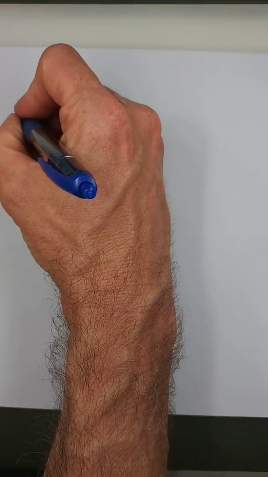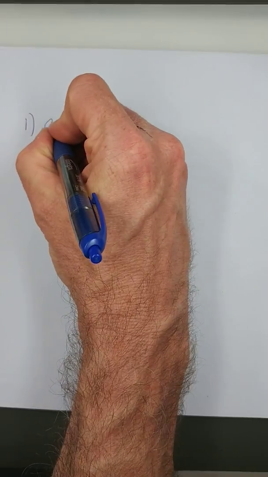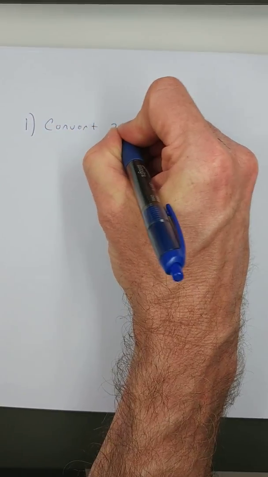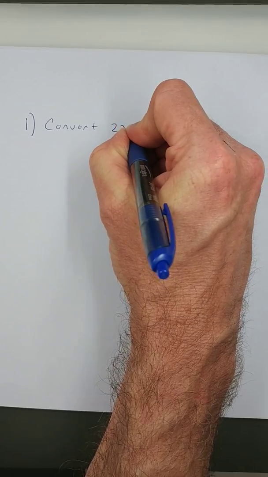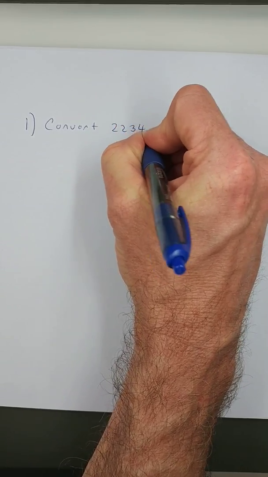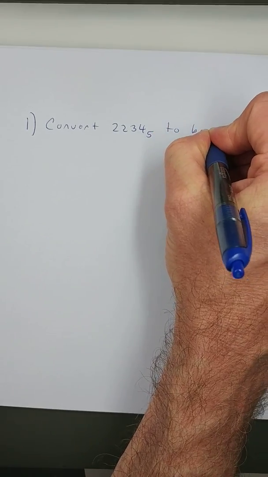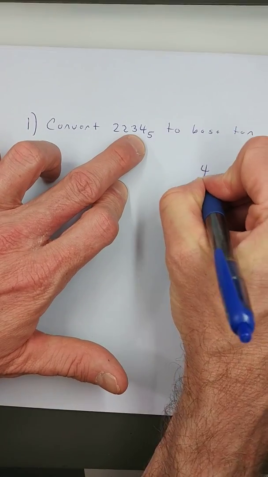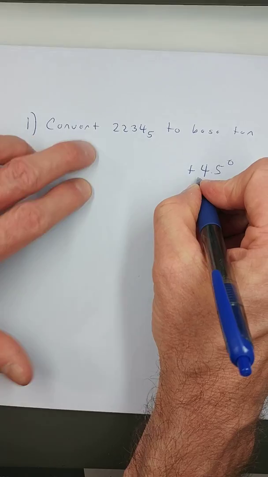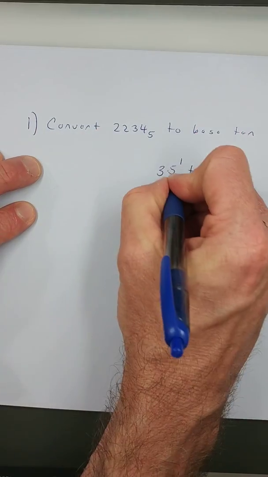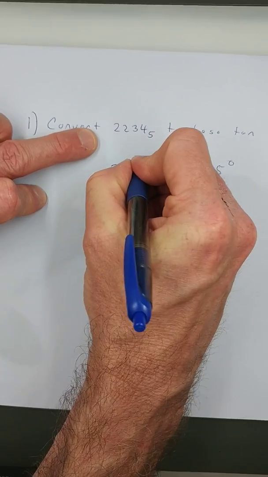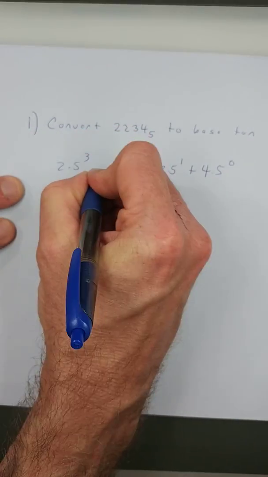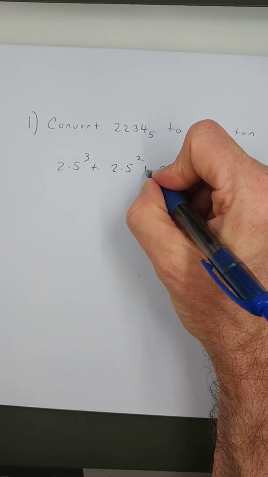So the first example, I'm going to convert a base 5 number to base 10. We're going to convert 2,234 base 5 to base 10. We do the exact same process. We start at 5 to the 0 and work our way across. So it'll be 4 times 5 to the 0, 3 times 5 to the first, 2 times 5 squared, and then 2 times 5 to the third. Just increasing the power by 1, and there should be a plus sign in between all of them.